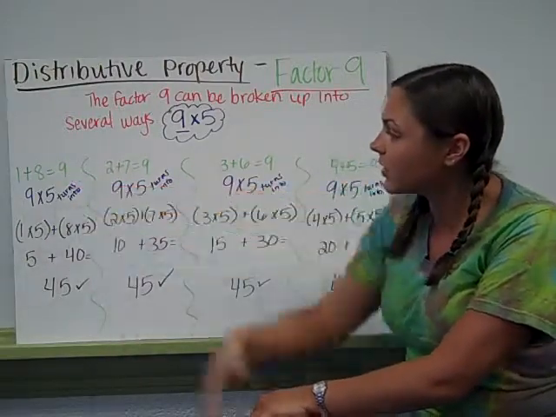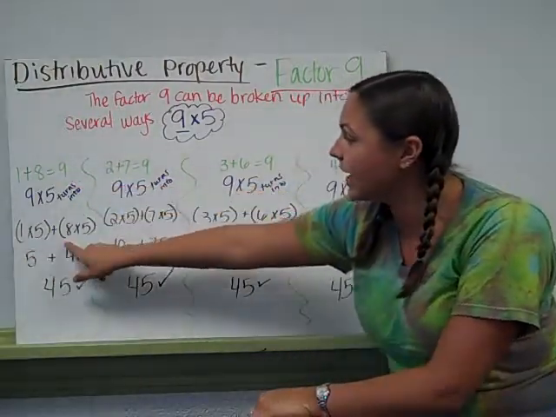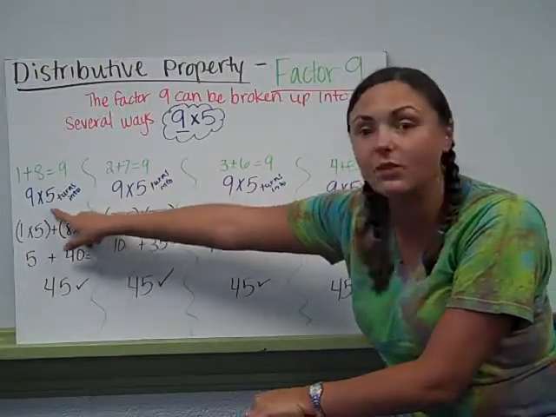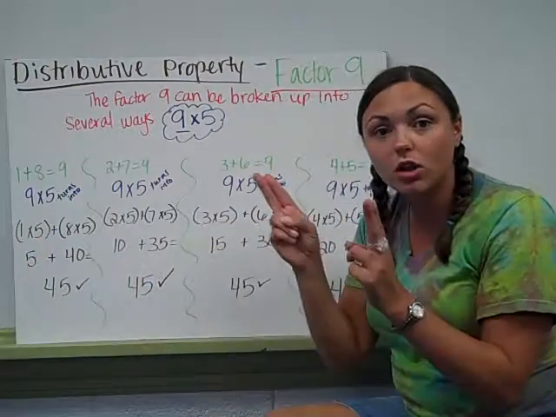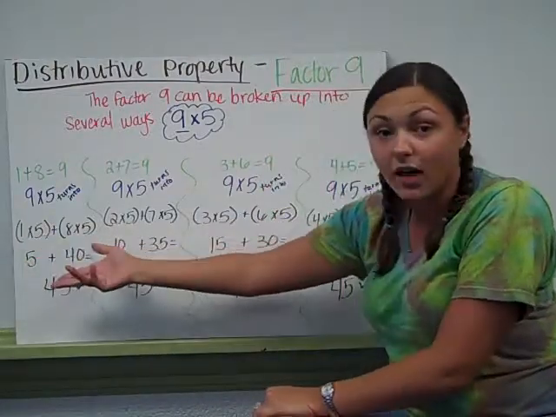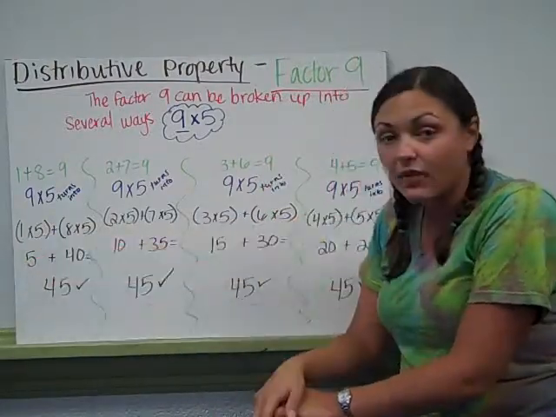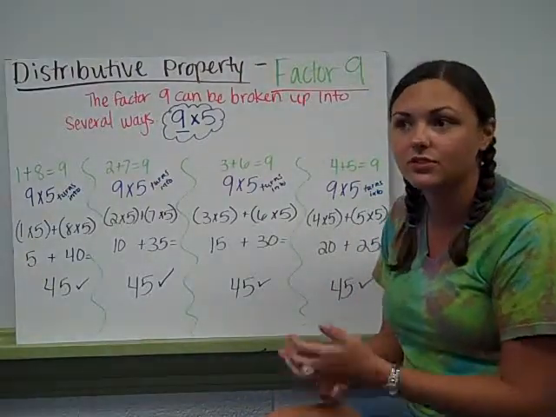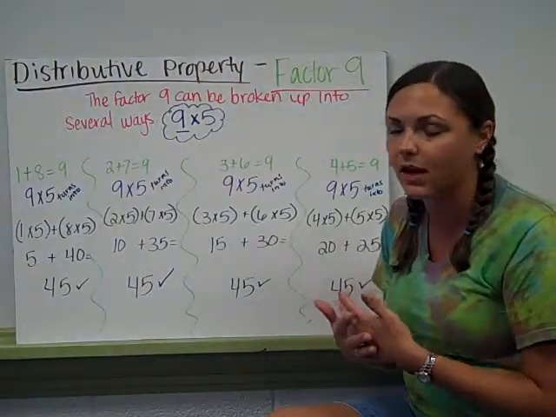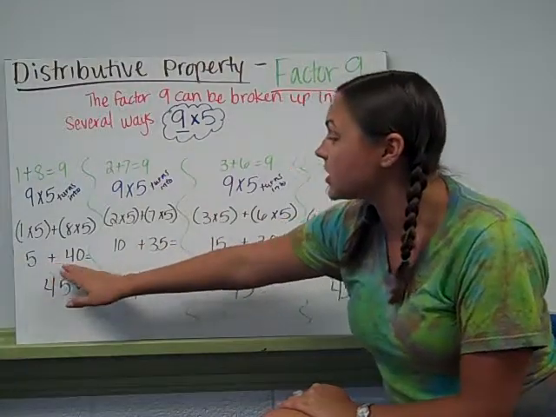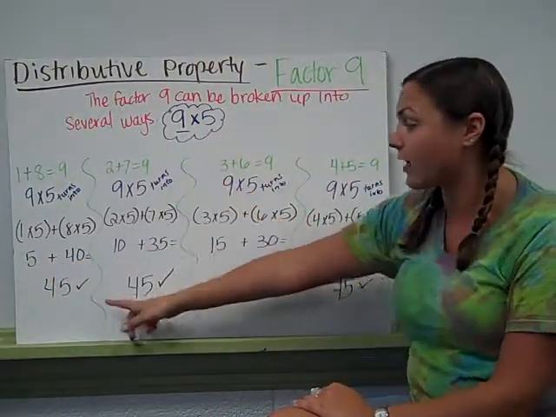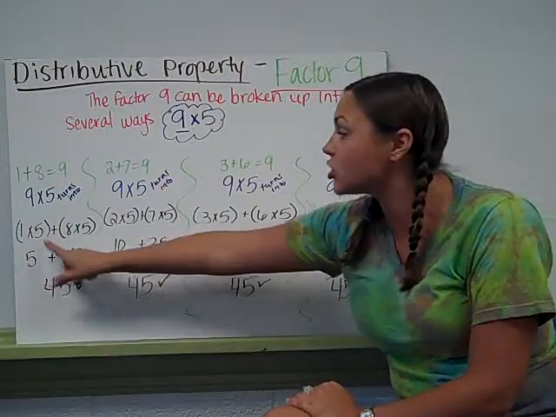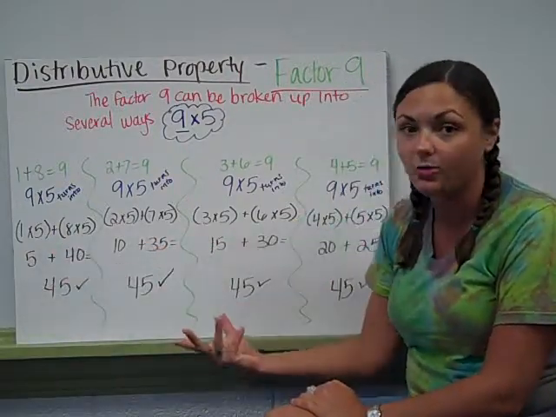This one I broke down the 9 into the 1 and the 8. My 5 stays the same. I'm not changing my 5, I'm only changing my 9. So now I have 2 smaller problems. 1 times 5, I know that's 5. And 8 times 5, and I can count by multiples of 5 to find that out if I don't know that in my head. I get 5 plus 40 gives me 45. 9 times 5 is 45. That's exactly what we wanted. I just used 2 smaller problems to find it out.